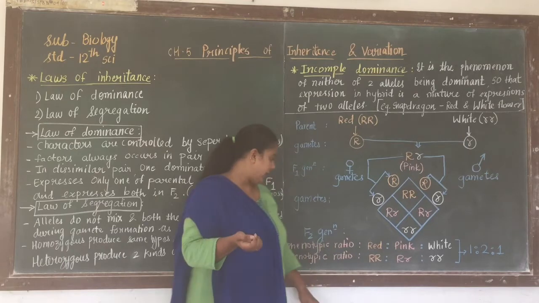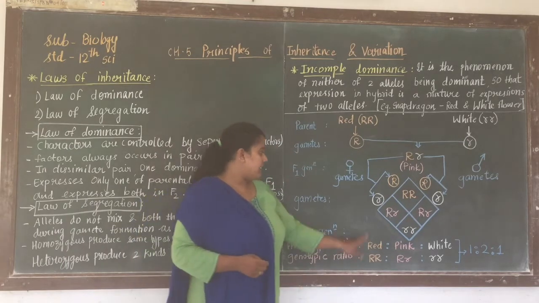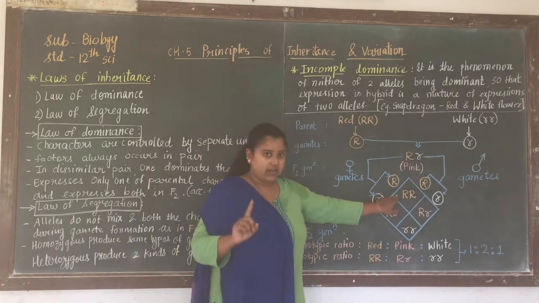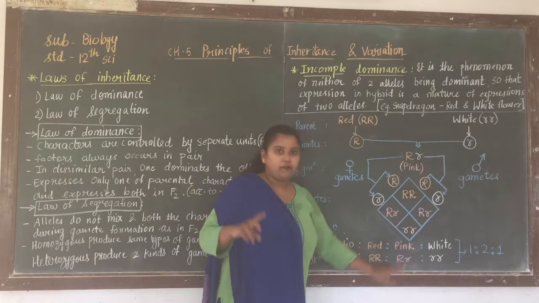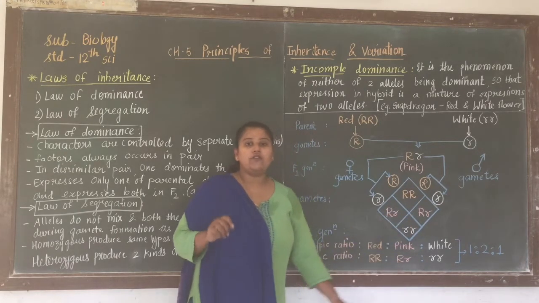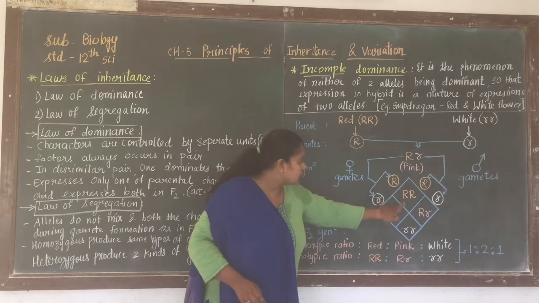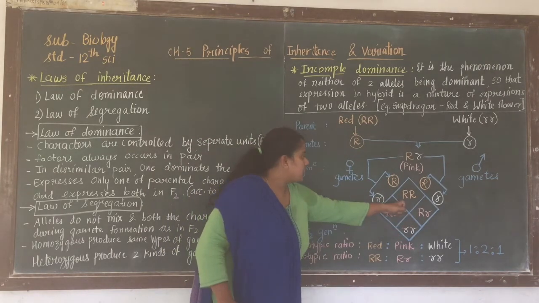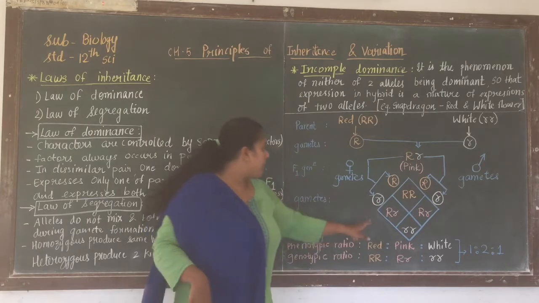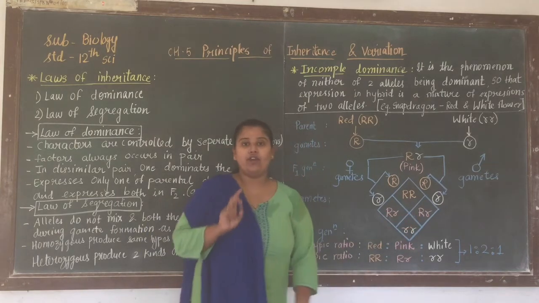pink is to white. And the genotypic ratio will be capital R capital R for red, capital R small r for pink, and small r small r for white. And the ratio of this will be 1 is to 2 is to 1. That means 1 red flower, 2 pink flowers, and 1 white flower.